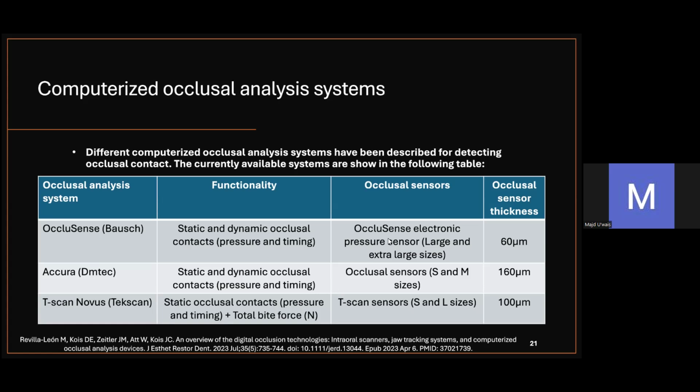This table also shows you the different sensors used in terms of sizes and thickness. You can see that the smallest thickness is used in Occlusense, the Okera has the highest thickness, and T-scan is in between.